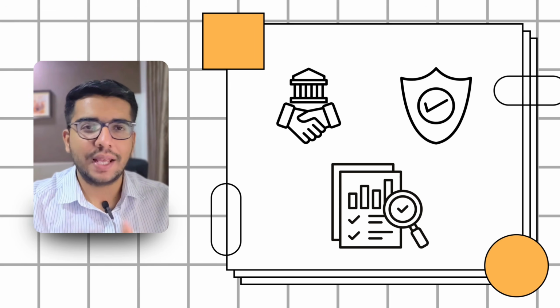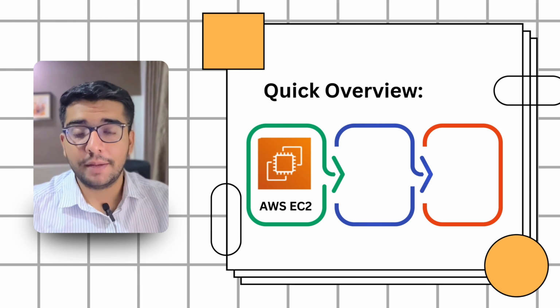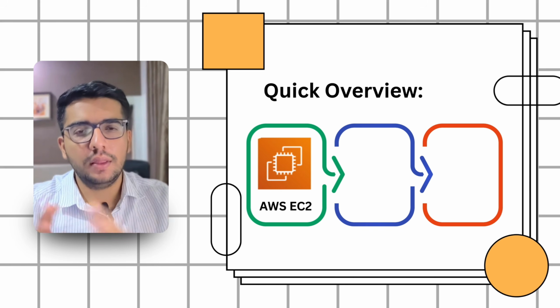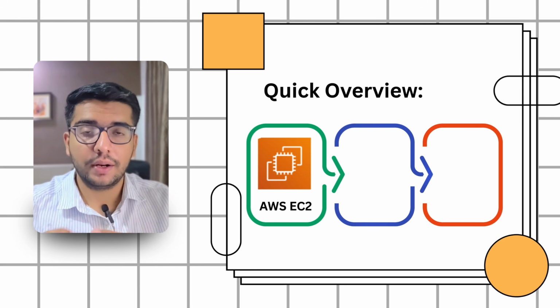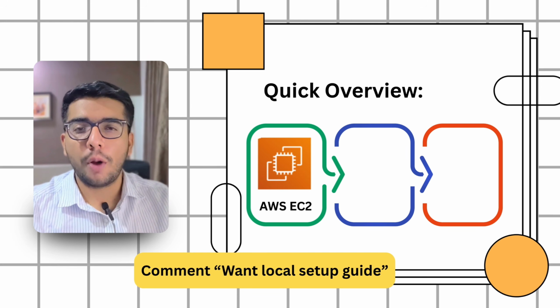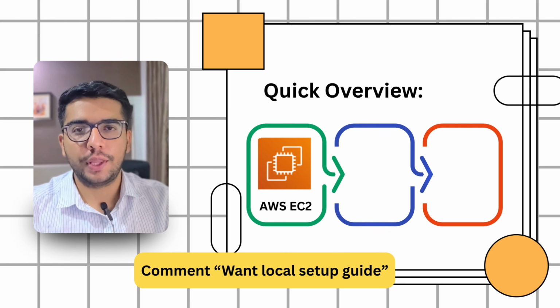So now let's actually set this up. A quick overview of what we are going to cover today. First, we will set up an AWS EC2 instance. EC2 is basically a remote machine in the cloud, a server where we will run everything. If you want a local machine setup to be covered, then drop a comment saying "want local setup guide" and I'll make a separate video for that.